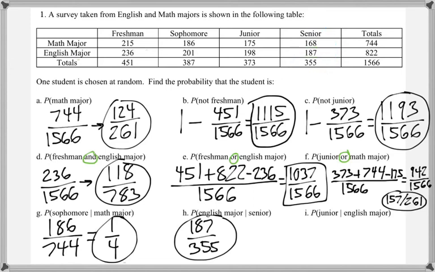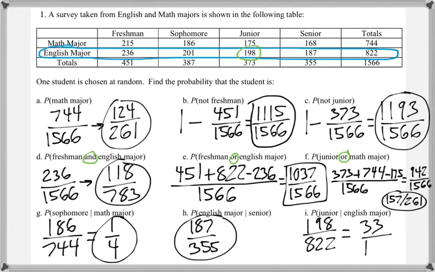Part I says, what is the probability that the student is a junior if we know that the student is an English major? So because we know that the student is an English major, we only have to look at these 822 students. So my denominator is 822. And of these 822 students, how many are juniors? And that's 198. And this reduces to 33 over 137.